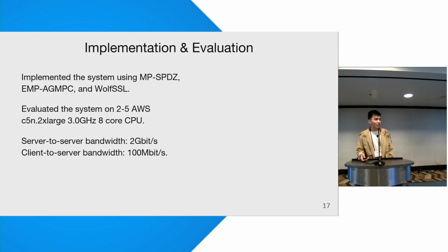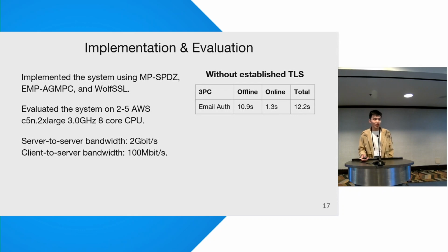We evaluated our system on top of MPC libraries, MP-SPDZ and EMP MPC, and the TLS library wolfSSL, and evaluated the system on multiple AWS machines. We showed that without an established TLS connection, that means we establish a TLS connection from scratch and then send an email, our total runtime is 12.2 seconds.